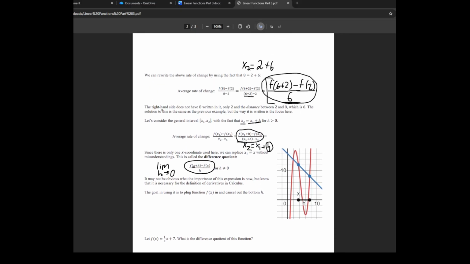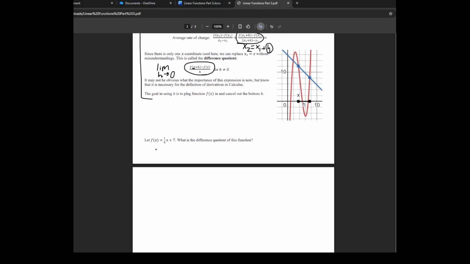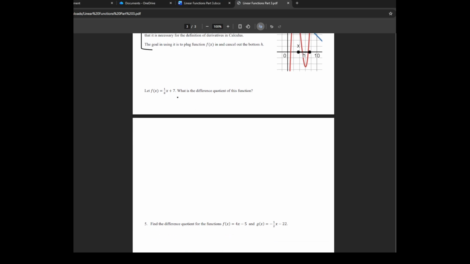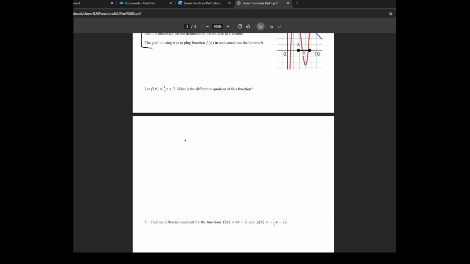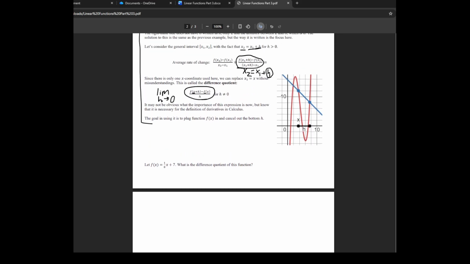All right, so that was lots of abstract theory talk. Let's get into what you'll actually see on the homework. This example says let f of x equals 1 over 8x plus 7. What is the difference quotient of this function? Our difference quotient is essentially just a slope at any given point. So let's try and find that. The difference quotient just follows that formula that we had above: f of x plus h minus f of x, divided by h. And again, it doesn't just work for x1 being 2, 3, 4, 5, 6. It works for every single x value.